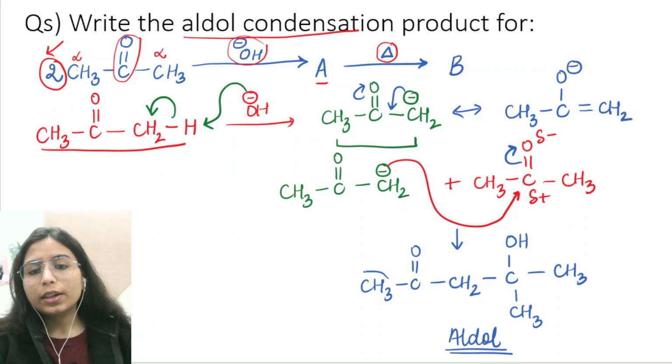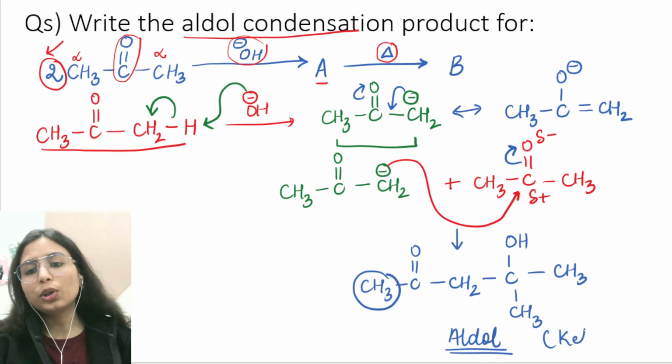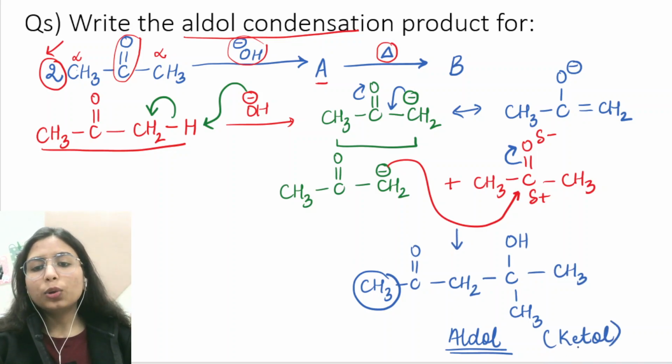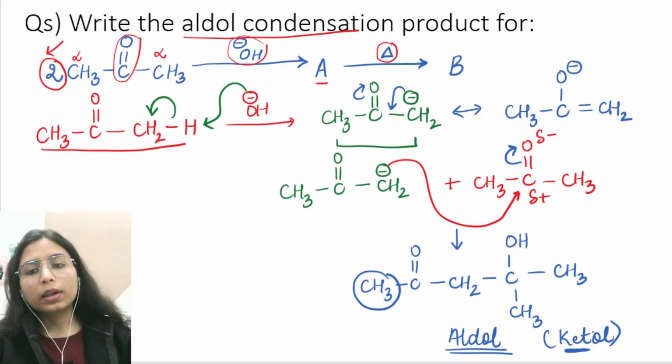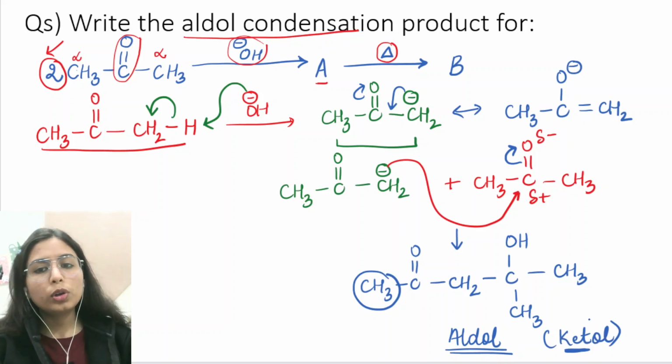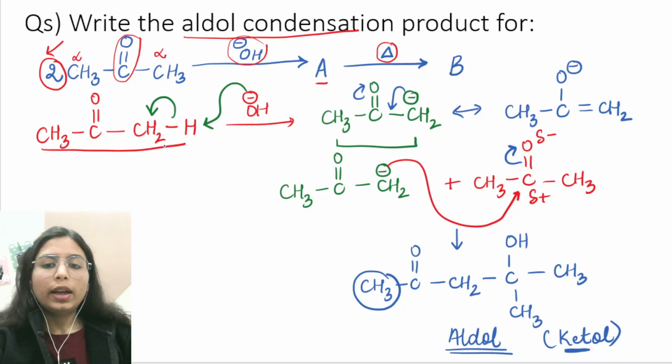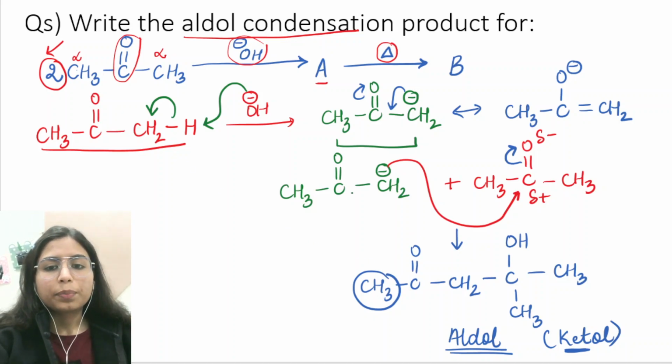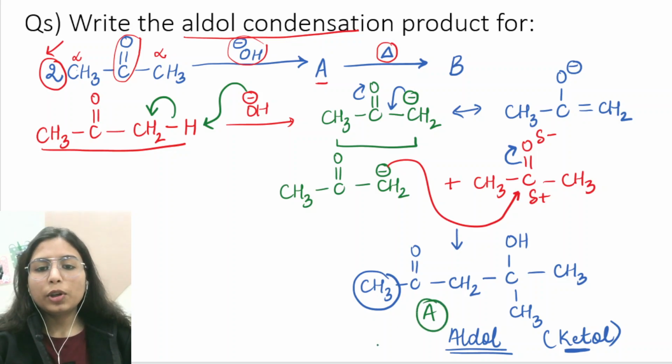Now since here no aldehyde hydrogen is present, you can call it a ketone. So basically here ket from ketone and ol for alcohol, that is why you will call it ketol. Now this will be your A. Okay, this will be your A.